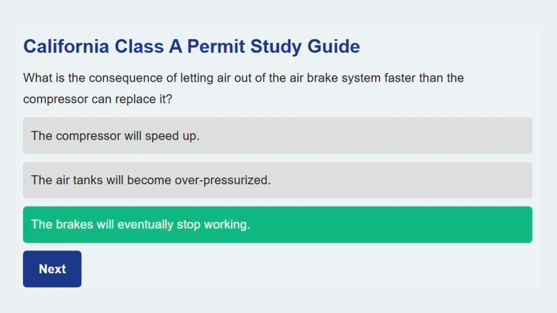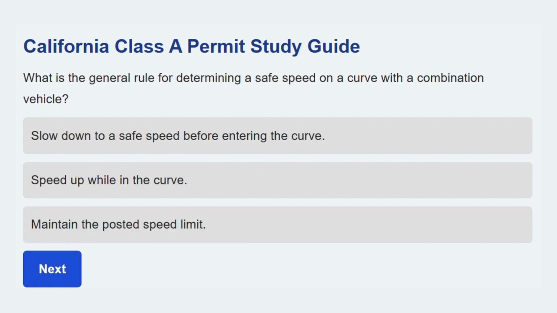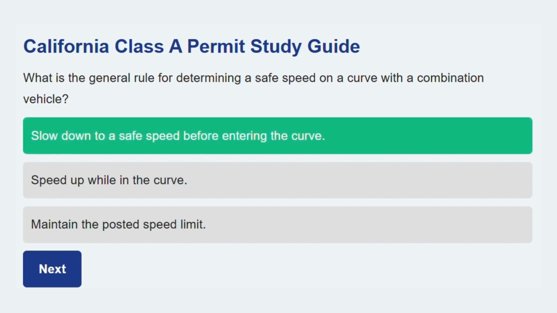What's after this? What is the general rule for determining a safe speed on a curve with a combination vehicle? Slow down to a safe speed before entering the curve. Braking in a curve can lead to jackknifing or rollover.